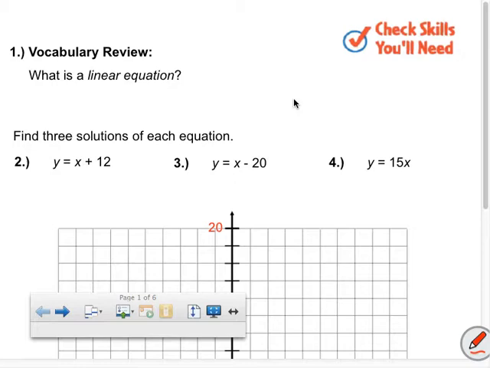Can somebody help her out? Sophia: A linear equation is an equation that forms a straight line on a graph or is proportional. Okay, that's not what I'm looking for. I'm trying to get to how do we find a point on a line? This is what's important because I think you guys missed this. It was briefly talked about. How do we find a point?